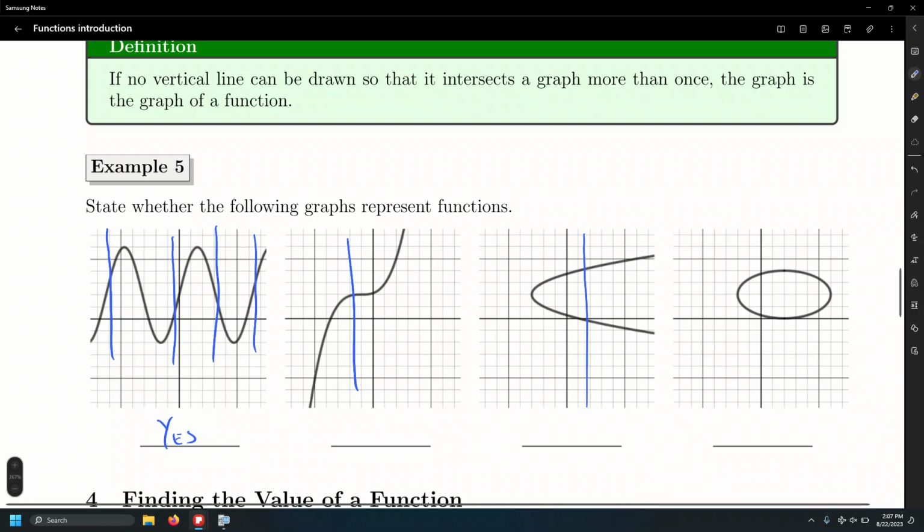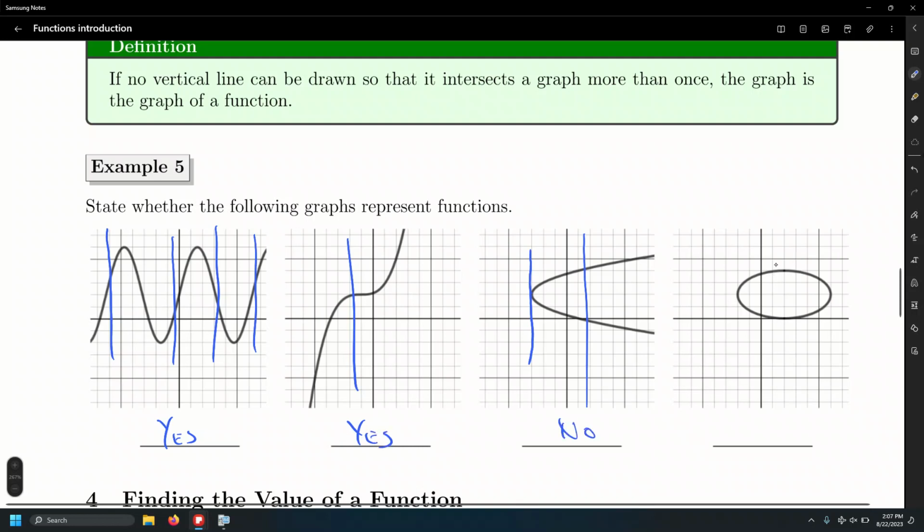Now, here's the thing. You might argue that at the very vertex of this parabola, we can trace it and it crosses only once. Well, that's true, I agree. However, for the remaining part of the graph, every single vertical line it crosses, it crosses more than once. So, no.